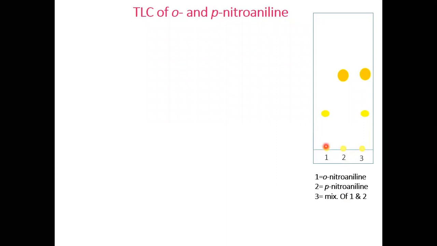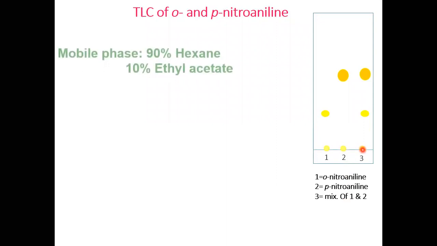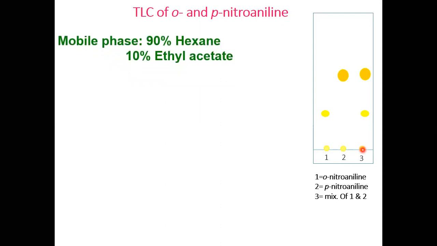In the first step, we place or spot these three samples, and for their separation, we use a mobile phase mixture of 90% hexane and 10% ethyl acetate.